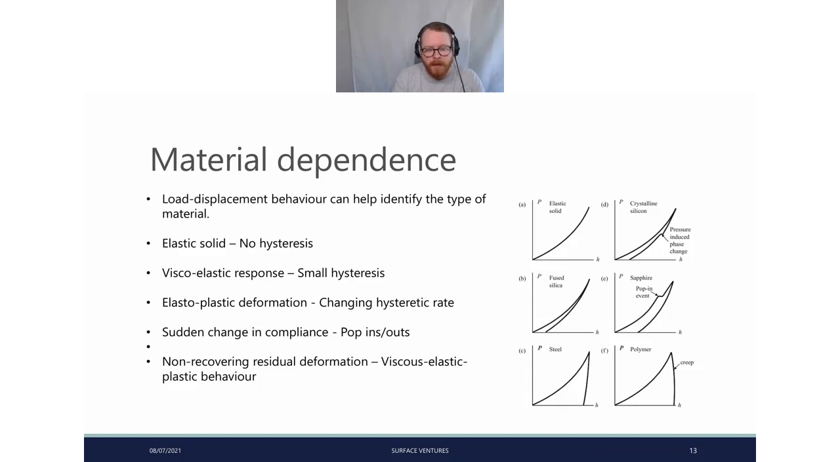So with elastic solids, you get no hysteresis. It will just follow, the unload will follow from the load. For an almost viscoelastic response, such as something like fused silica, we get very little hysteresis. Steel, where it's more viscoplastic. And then we can have various different types of phase changes, such as pop-outs in crystalline silicon, which is a pressure-induced phase change. And then in sapphire, we have pop-ins.